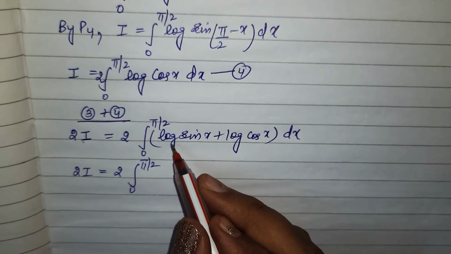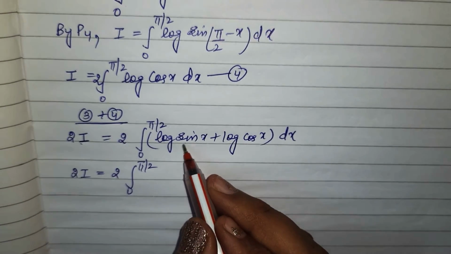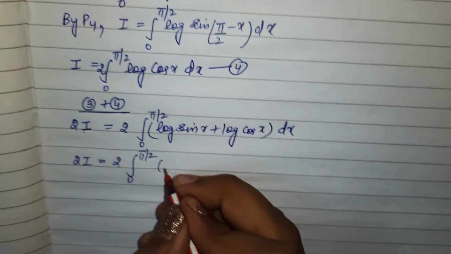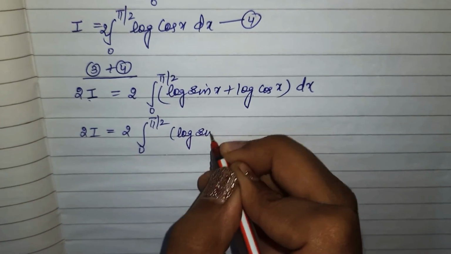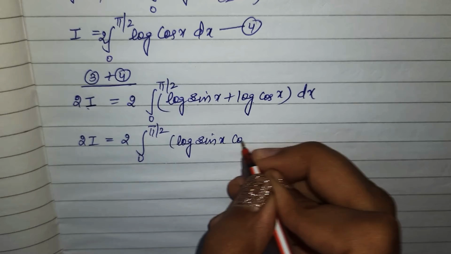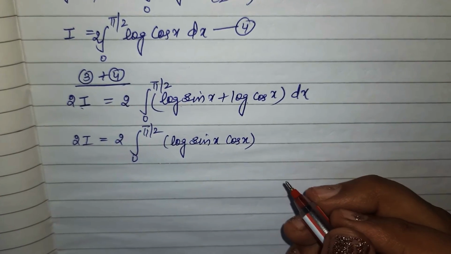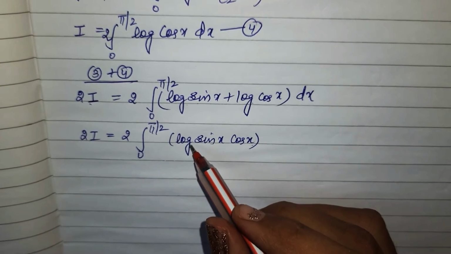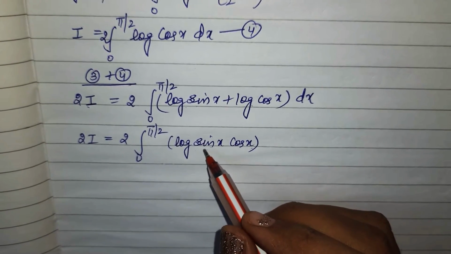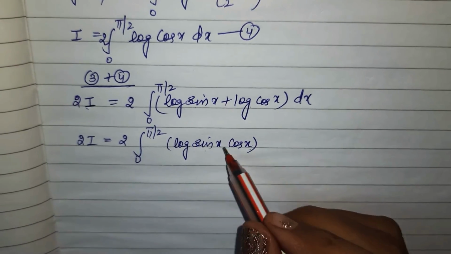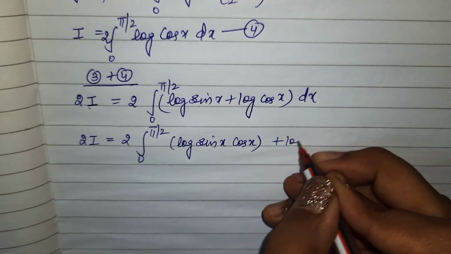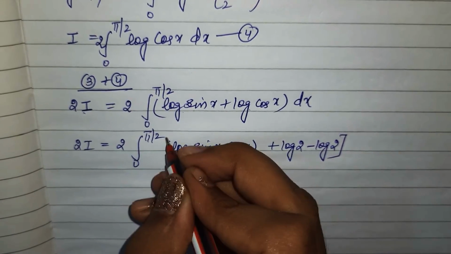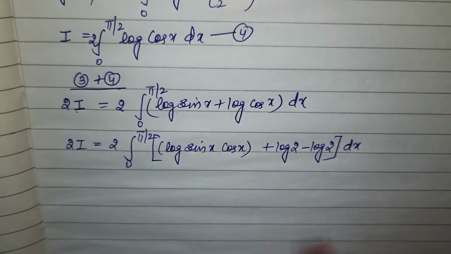Now this can be written as, in this equation, log sin x plus log cos x. Log m plus log n is this, and I want to apply the formula of sin 2 theta, 2 sin theta cos theta. So I require 2 more, 2 sin x cos x. That means I need to add and subtract, and this will help you make the formula of sin 2 theta.